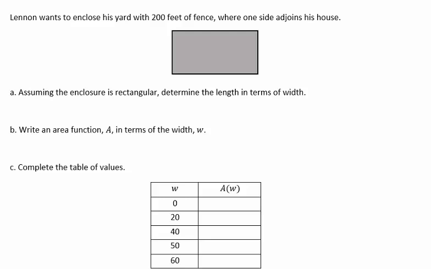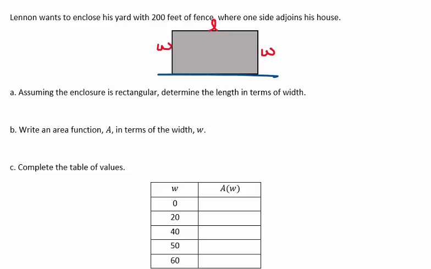In this problem, Lennon wants to enclose his yard with 200 feet of fence where one side adjoins his house. Assuming the enclosure is rectangular, we want to determine the length in terms of the width. So we'll just say the house is on this side, and we'll label the length L and the width W.